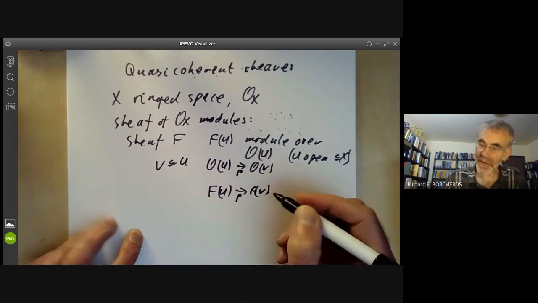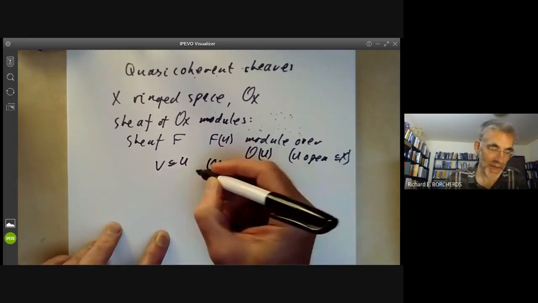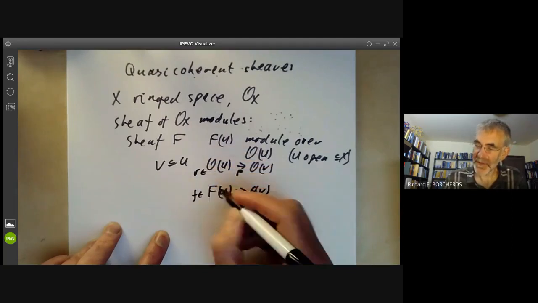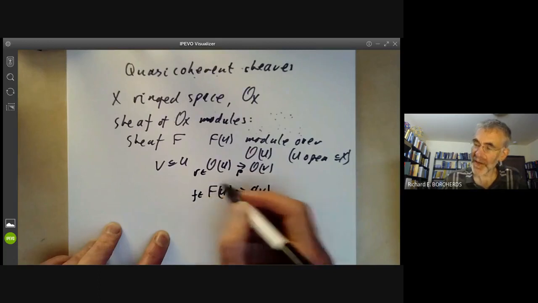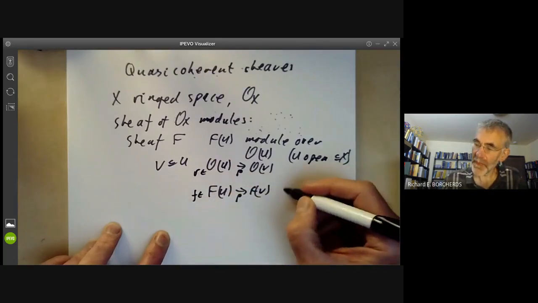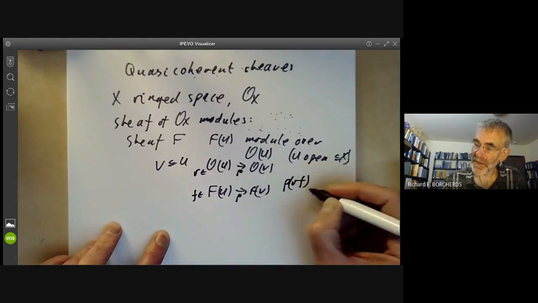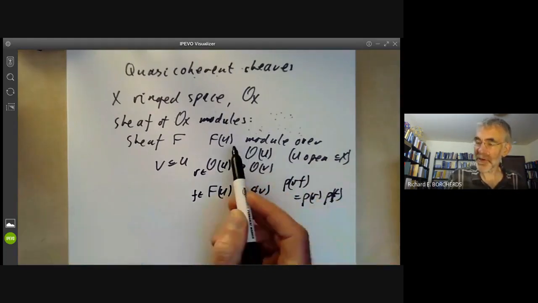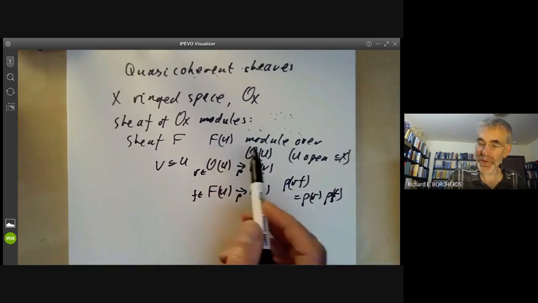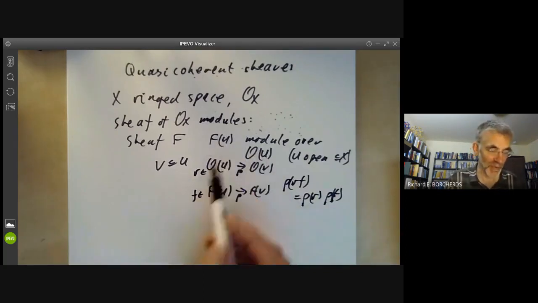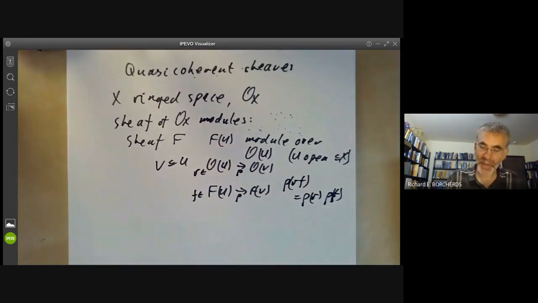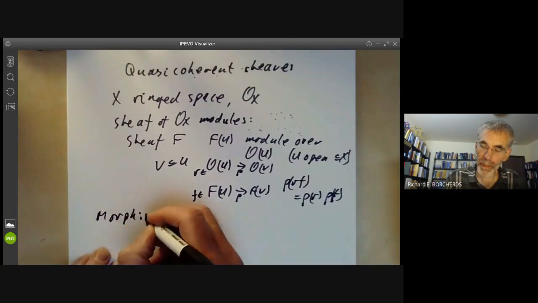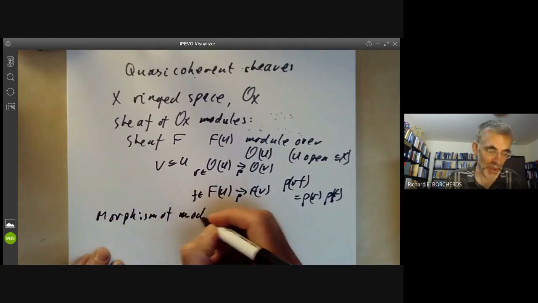And then if we've got an element R in here and an element F in here, so F is an element of this module, then rho of RF should be equal to rho of R times rho of F. In other words, the action of this ring on this module should be compatible with restriction homomorphisms in the obvious way. And a morphism of modules is again defined in the obvious way.